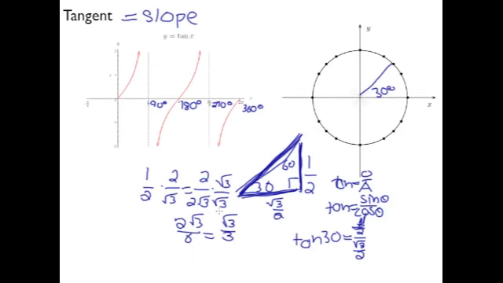Now let's look at this graph. So square root 3 over 3 is equal to 0.58. So that means here, let's say this is 30 degrees. It should be right here, yes. 30 degrees, 0.58. So this is the value.